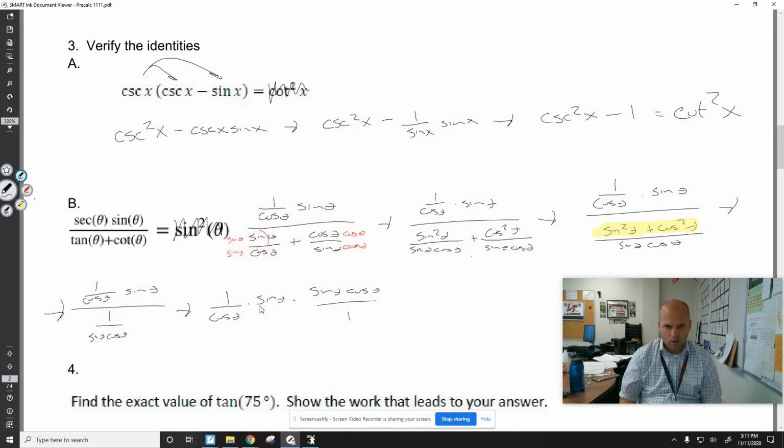What should we do now? Well, combine all these fractions. Like this is a sine over 1. Multiply the numerators together. Since this is multiplication, you can do this. It's not done with addition. Multiply the denominators together. What happens?